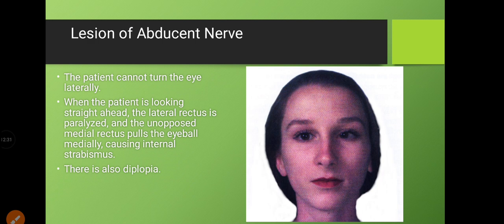If the patient has a lesion of the abducent nerve, the eyeball is pulled medially by the medial rectus muscle, and the eyeball cannot move laterally due to the injury of abducent nerve. That is all.